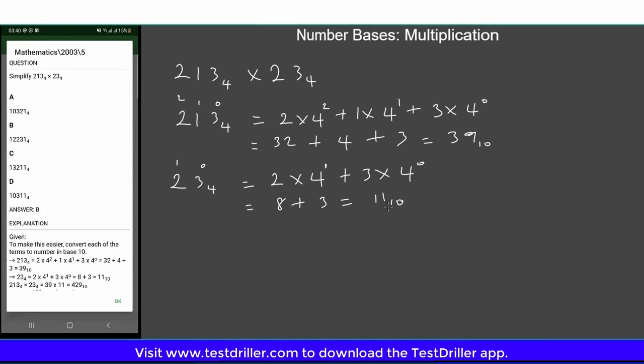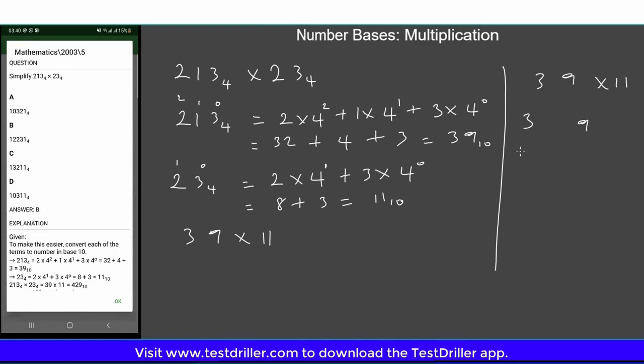So the next thing is to multiply 39 by 11, both of them in base 10. You can use your calculator to do the multiplication, or you can use the shortcut that I learned some years back. If you want to multiply a number by 11, you separate the 3 and the 9. You separate this, you take this unit out and you take the rest to the left. Then you add them up.